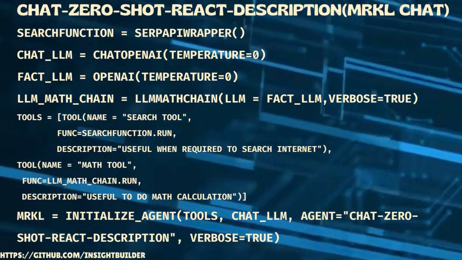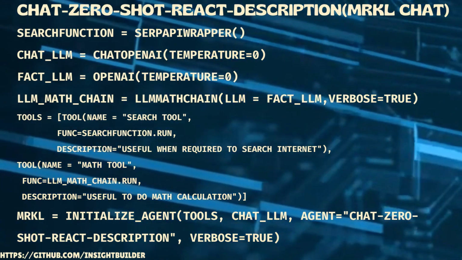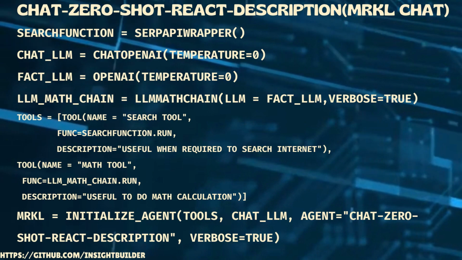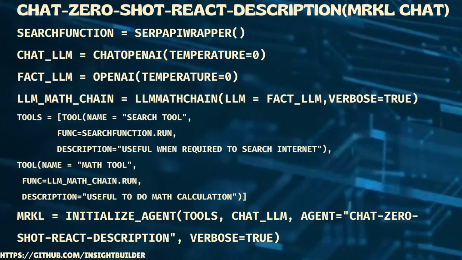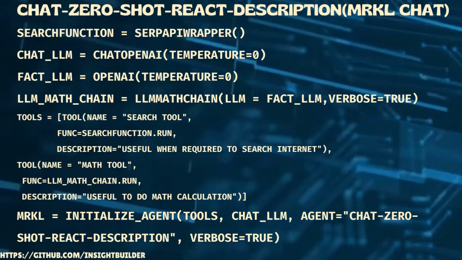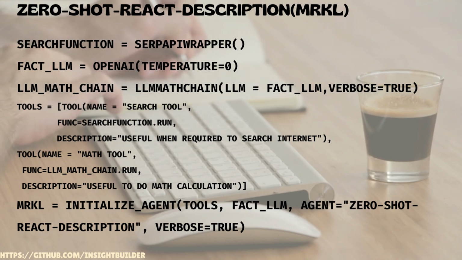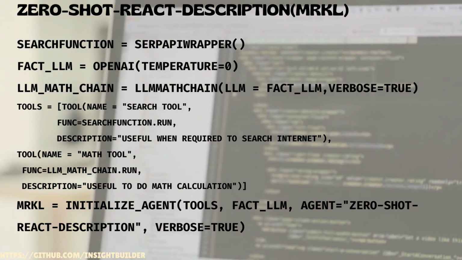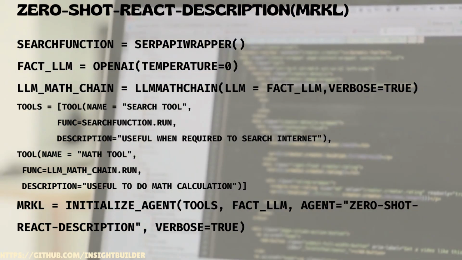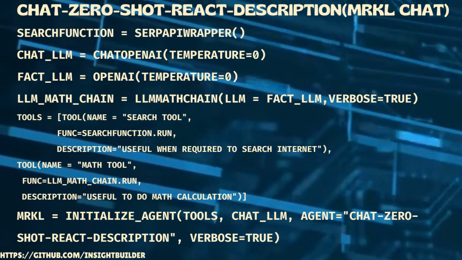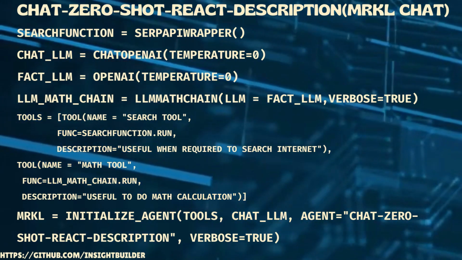Next, we have zero shot React description with chat. That is called MRKL chat, and the difference is here. The rest of the things are the same, but what we are going to do is, instead of using the regular LLM, we will be using a chat LLM. You see this ChatOpenAI. In the previous one, we were using just OpenAI. That is a model that links with the text generative models in the OpenAI library. In the case of ChatOpenAI, it will work with chat models like ChatGPT 3.5 or 4, or whatever model comes new for chat purposes.